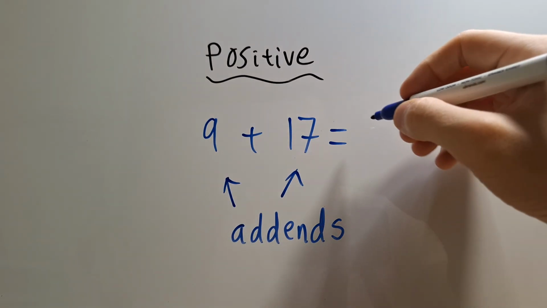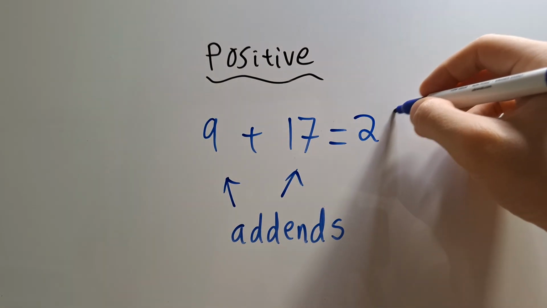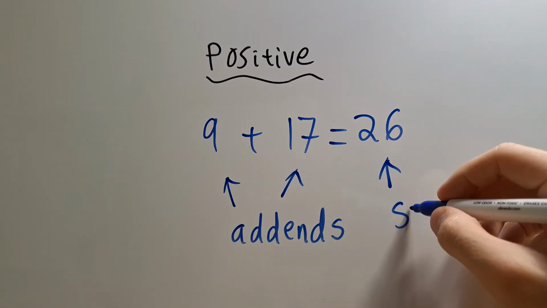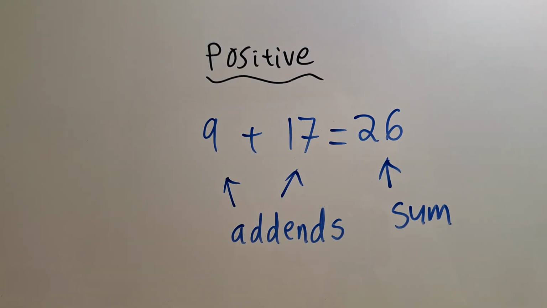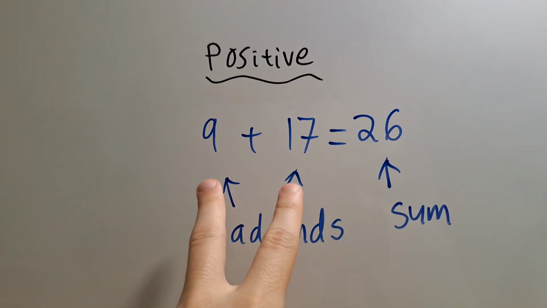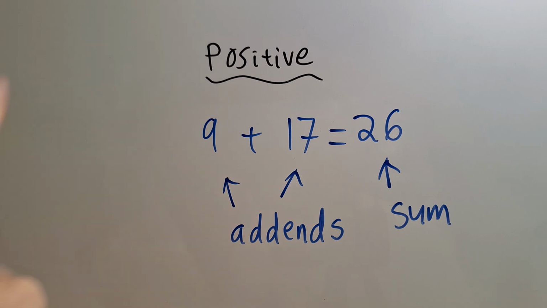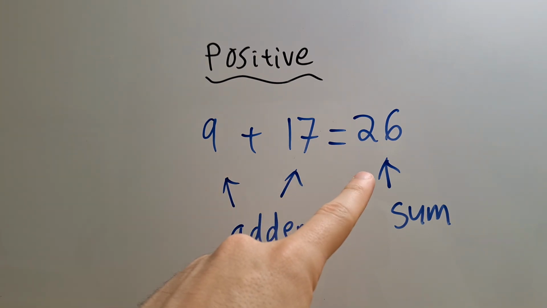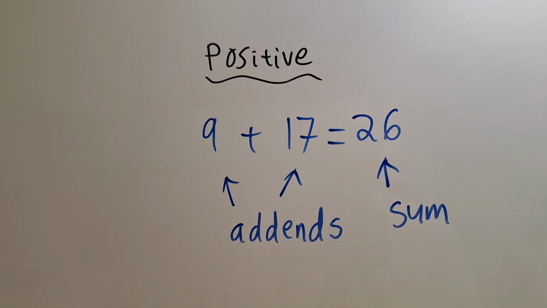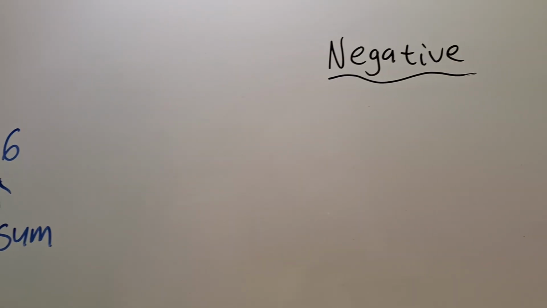Adding these 2 numbers together gives me a result of 26. 26, in this case, is known as the sum. So, 2 addends, 1 sum. And again, every addition problem will have at least 2 addends. I can have 5, 100,000, or 1,000,000, but there will always be 1 sum. The same also occurs when I am doing it with negative numbers.